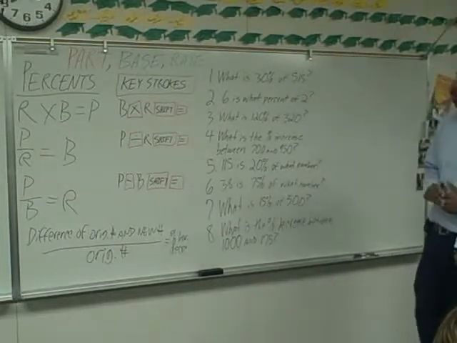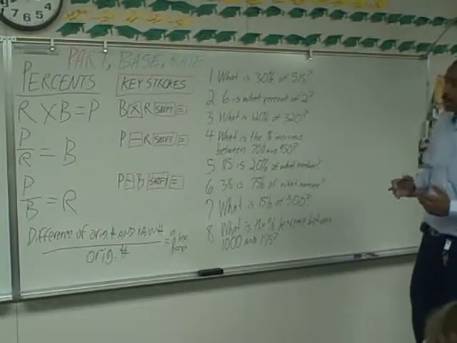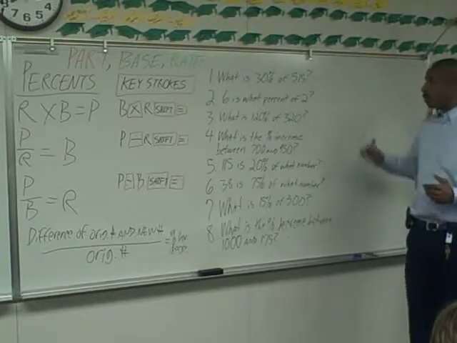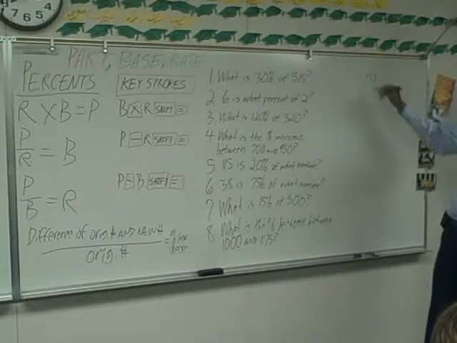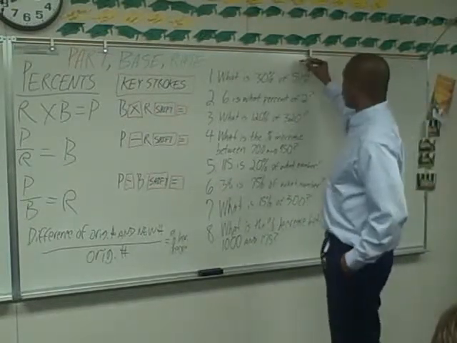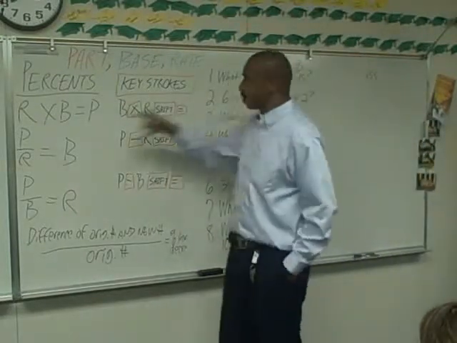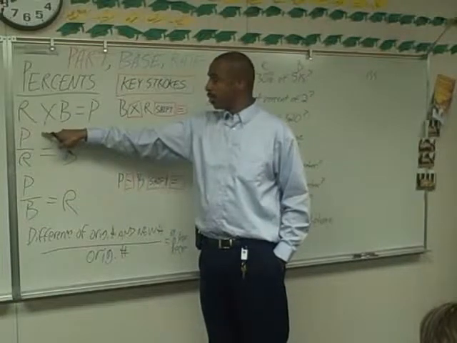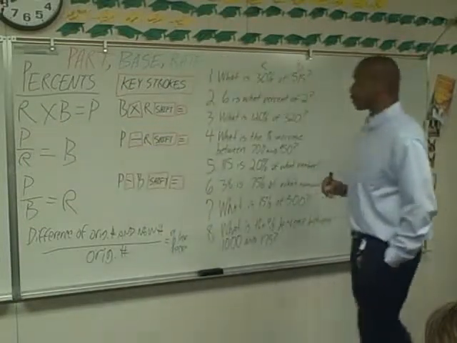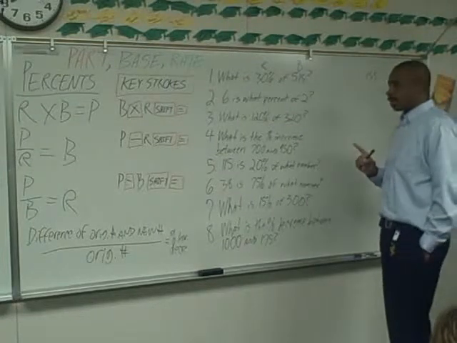So the first one is, what is 30% of 515? 155. So the answer is 155, but what two parts do we have? The base and the rate. We have the base and the rate. And so because we have the base and the rate, we're going to use this formula here, rate times base equals part. Now, on the keystrokes, I need to help you to understand something.